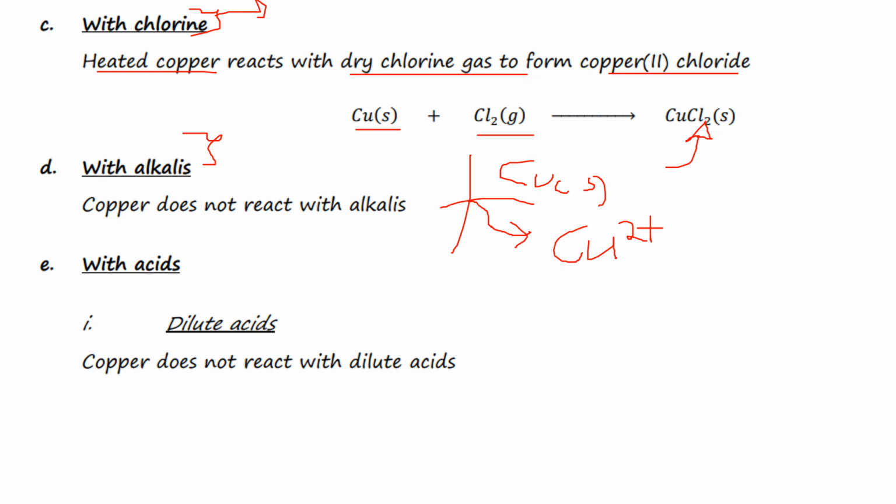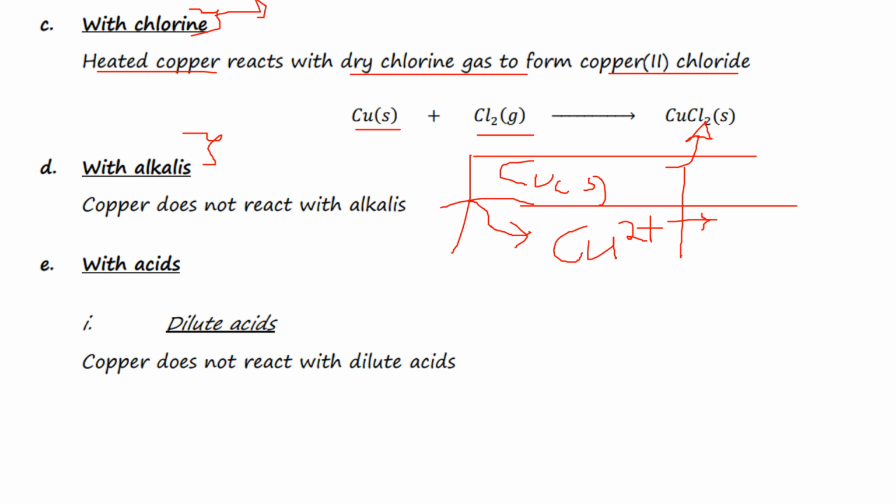The same explanation applies to group 2 elements. Group 2 metals do not react with alkalis, but if they are present in solution as ions, then they undergo reactions with alkalis. The reason they don't react with alkalis in their solid or element form is because they are basic elements, basic metals in nature.